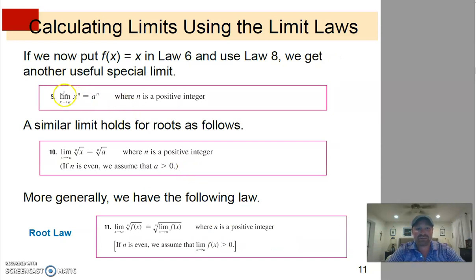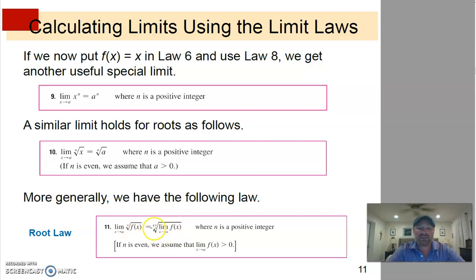And then we have our ninth law here, the limit as x approaches a of x to the n equals a to the n, okay? And then this is similar, but the limit as x approaches a of the nth root of x equals the nth root of a, where n is a positive integer. In our 11th law here, the limit as x approaches a of the nth root of f of x is equal to the nth root of the limit as x approaches a of f of x.